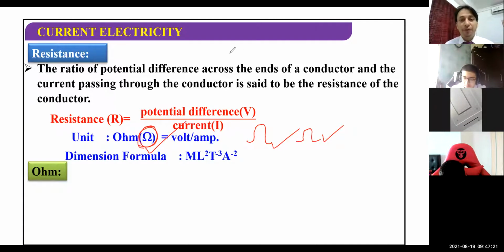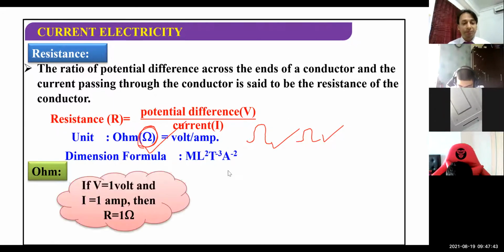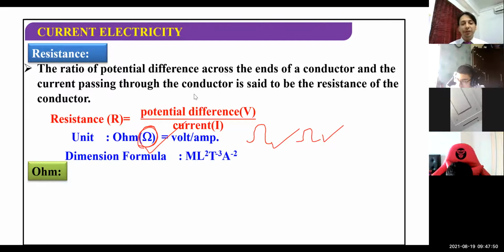Dimensional formula, children, you don't need to remember here. This is not in our curriculum, but definitely it is required for students preparing for engineering, IIT and NEET exams. After this, children, you find by yourself how to define 1 ohm. I'm not going to this point, but I want to discuss some more about the resistance.